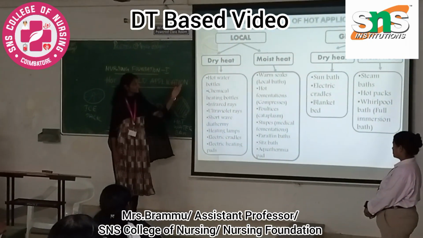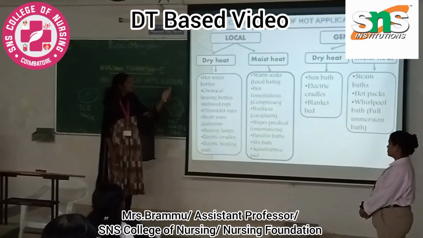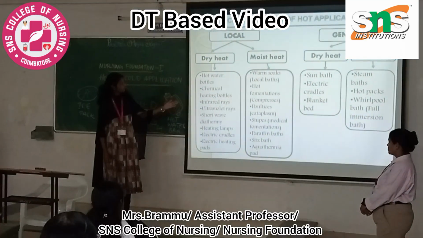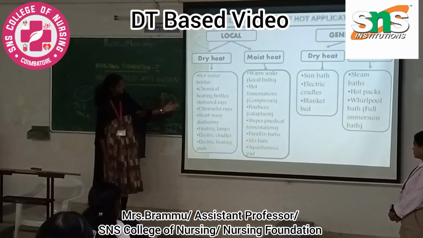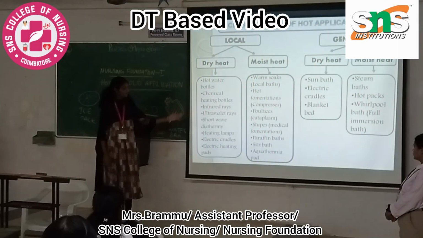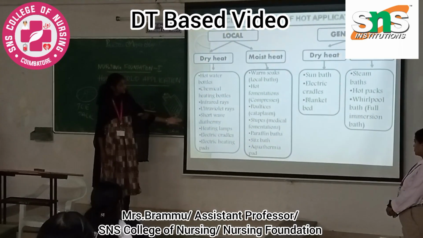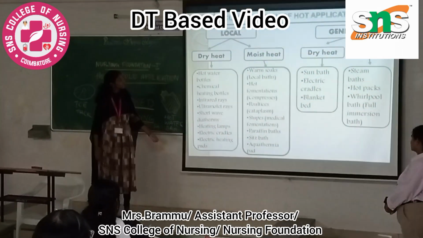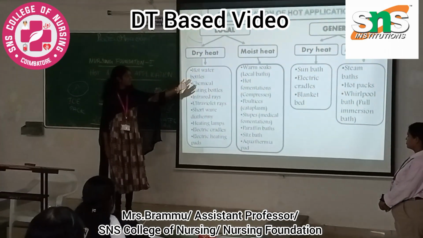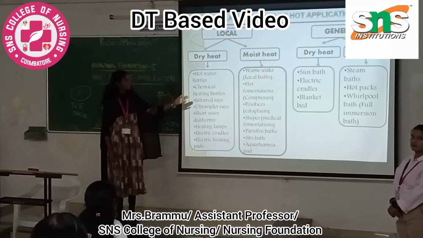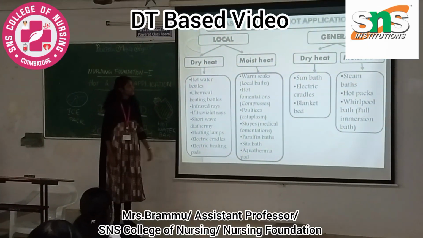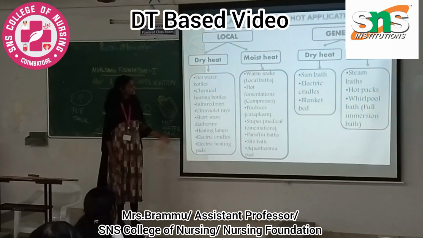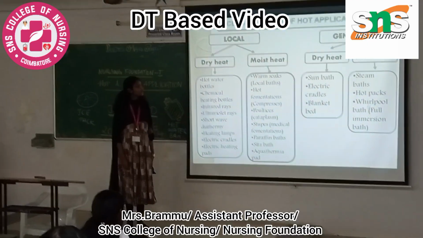And again, for moist heat, let's see a few examples too. Warm soaks, hot fomentations, poultices, stews, paraffin pans, sitz bath, aquathermia pad. And again, under general heat, the dry heat: sun bath, electric candles, blanket bed. And for moist heat, we have steam bath, hot bath, whirlpool bath.